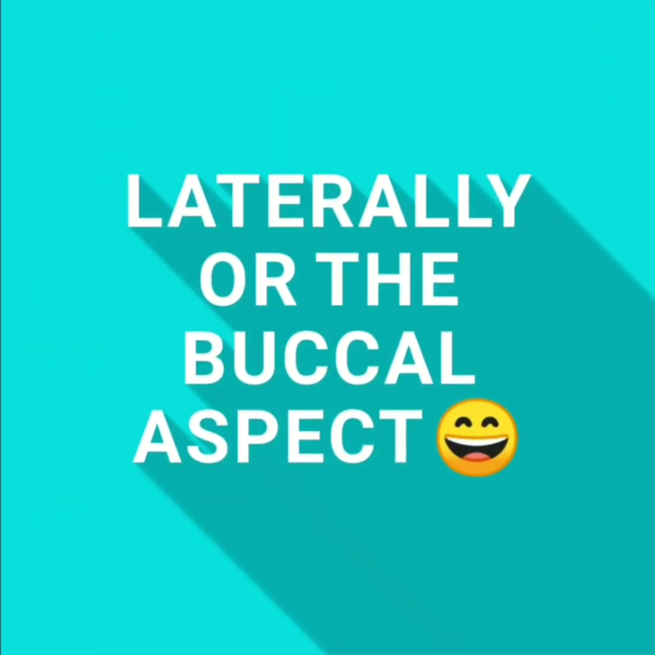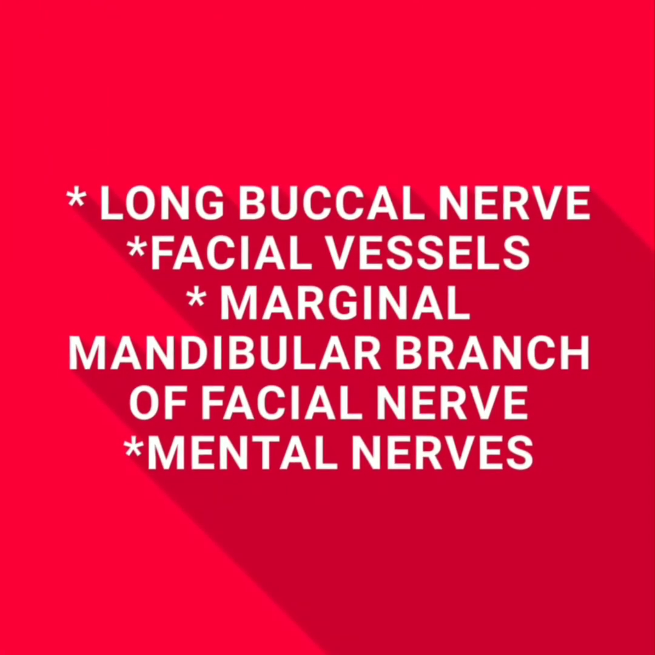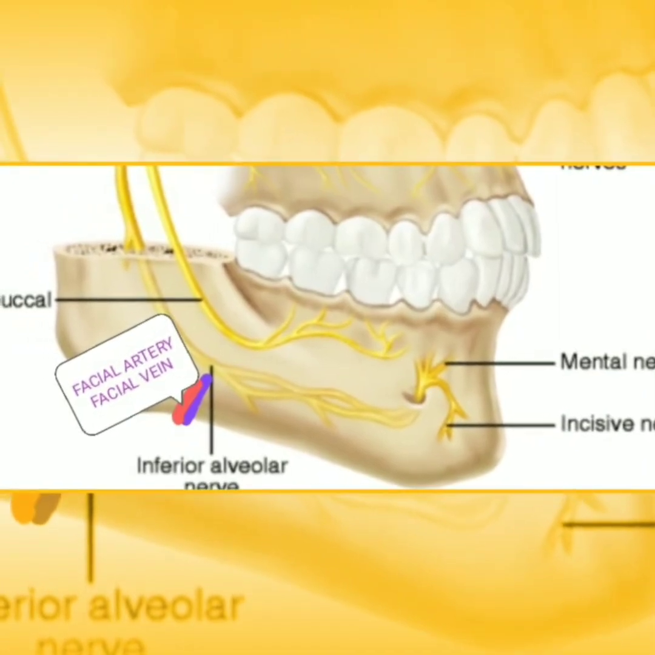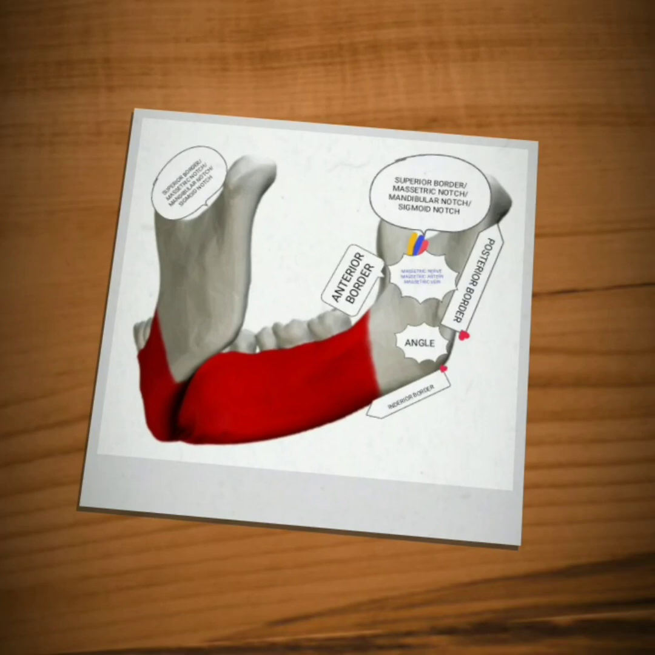Structures related laterally, or the buccal aspect of the mandible, include long buccal nerve, which is a branch of the mandibular nerve, facial vessels, facial artery and vein, marginal mandibular branch of facial nerve supplying the depressors, and mental nerves carrying sensation from the anterior teeth from canine to canine region. You can appreciate the structures in this diagram. Masseteric nerves and vessels pass through the sigmoid notch or the masseteric notch at the upper border of the ramus of the mandible.